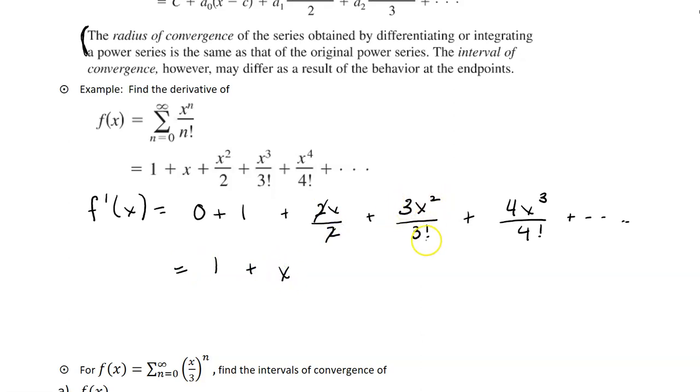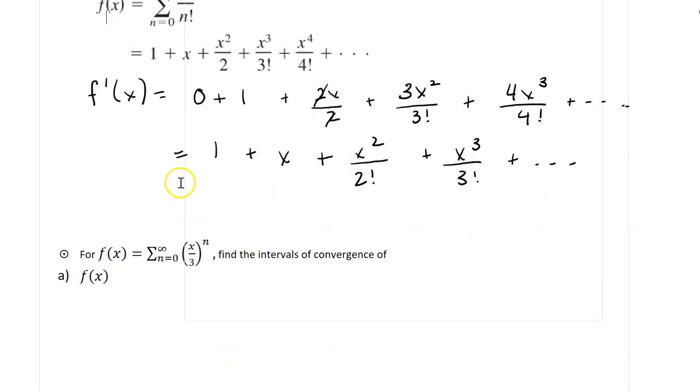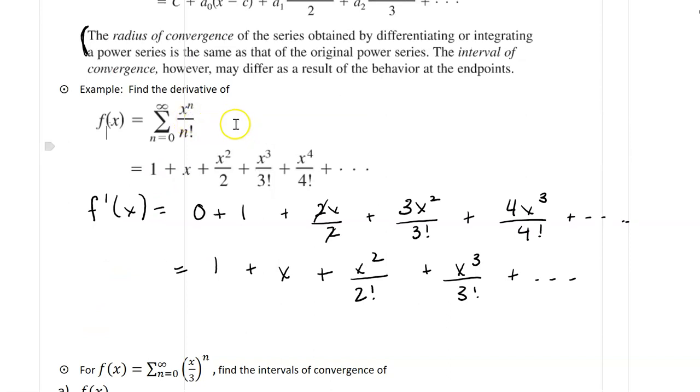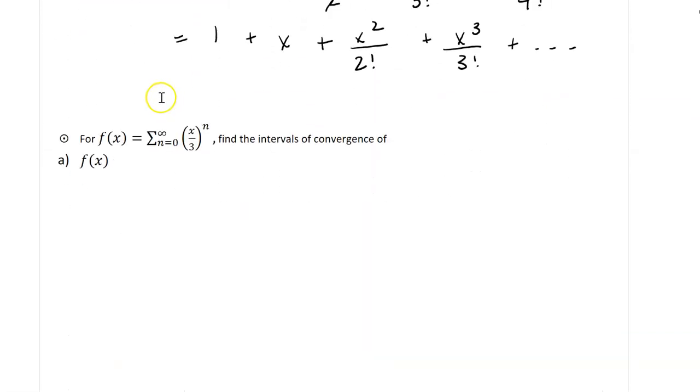See, the 3 will cancel with the 3 here. So we'll have x squared over 2 factorial. The 4 will cancel with the 4 here, and we'll have x cubed over 3 factorial. Now, I don't know about you, but that looks a lot like the original thing that we started with. And as it turns out, this series is its own derivative, okay? So that can happen. And in fact, it can be its own integral as well, give or take a constant.